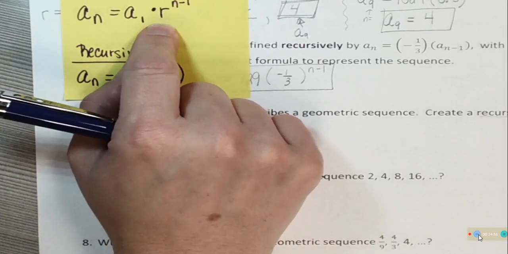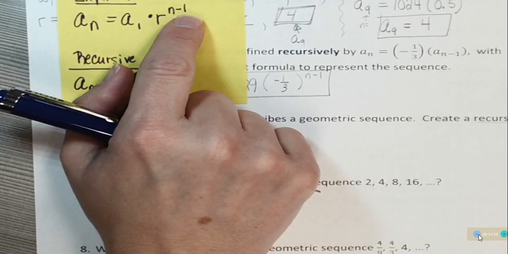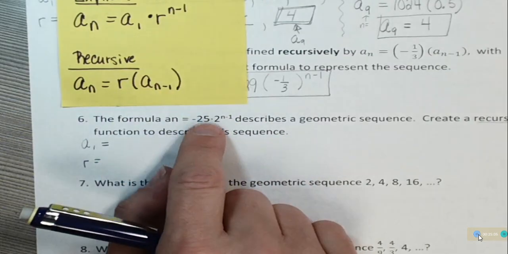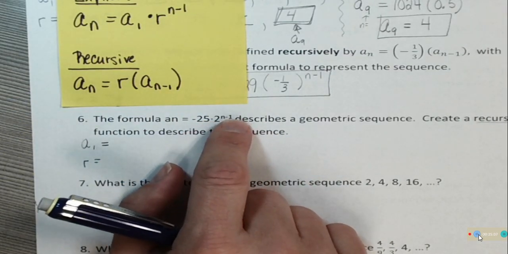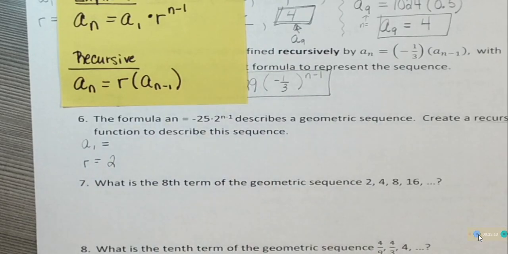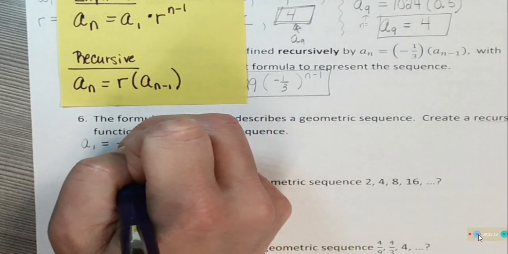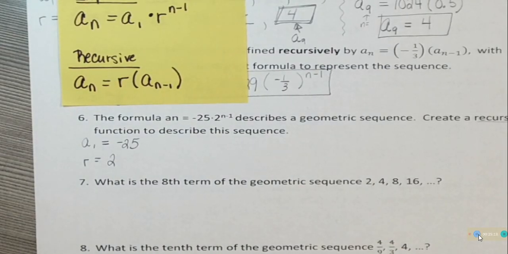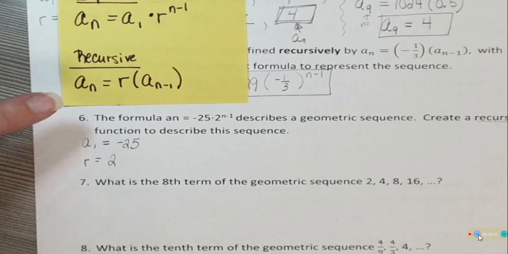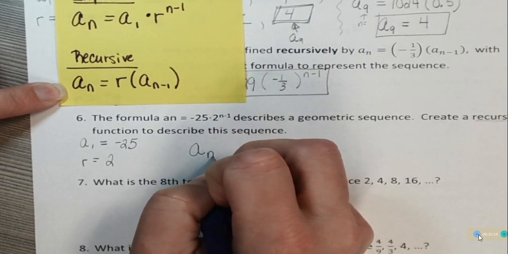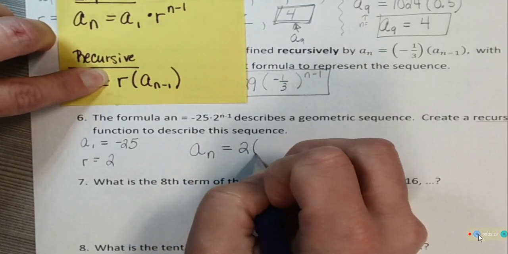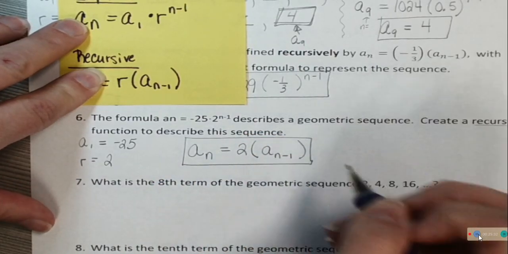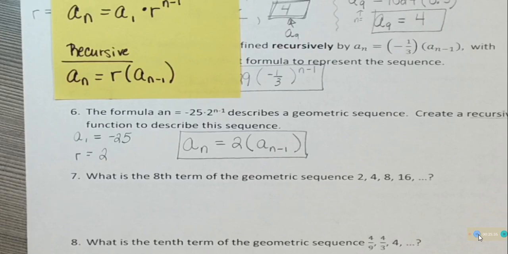One of these numbers is A and the other is R. Look at your explicit. The R is the one with the exponent because that tells you that you're going to multiply this R over and over and over. Which of those numbers has your exponent? 2. That's your base. That's your R. Can y'all let my friend in? That makes the A negative 25. You've got to understand what explicit is telling you in order to write recursive. So here's recursive. A sub n equals R, which is 2, times A sub n minus 1. That's your recursive rule. That is the right answer.